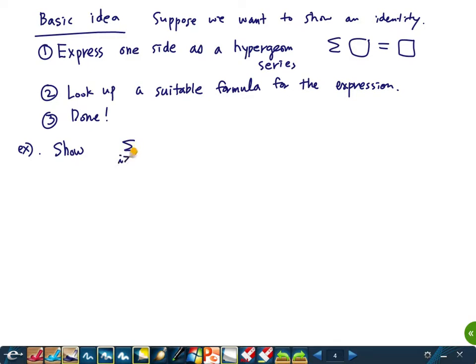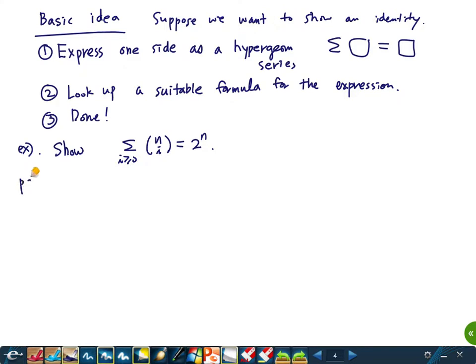Let's show this very simple and well-known identity. Everyone knows how to prove this. The sum of the binomial coefficients is equal to 2 to the n. There are many proofs of this, but we want to prove this using hypergeometric series, just by applying this.